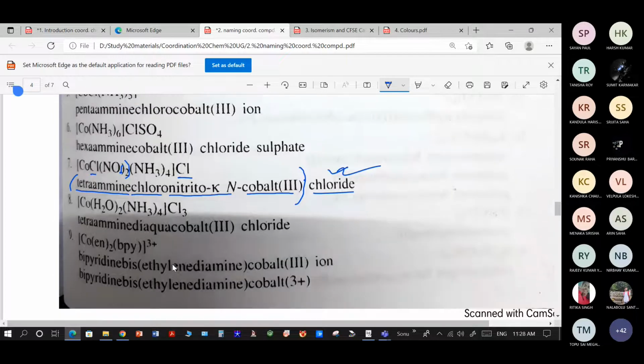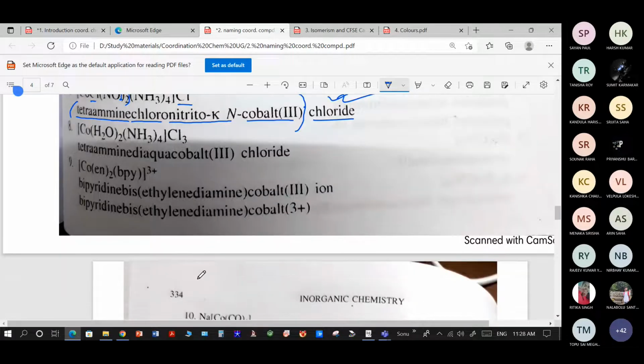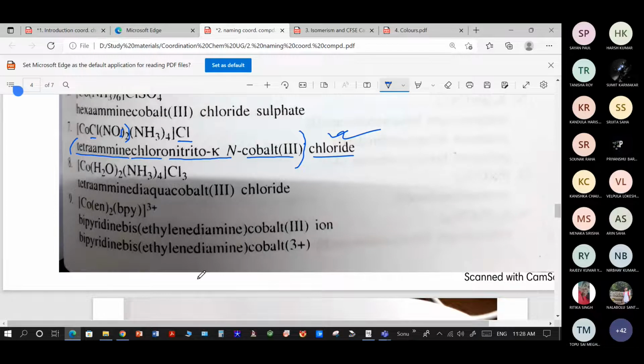Another example I am just going to tell you. Here it is a polysyllabic ligand. You see here ethylene diamine or bipyridine. These are polysyllabic ligands. But still here bipyridine bis ethylene diamine cobalt 3 ion. Bipyridine bis ethylene diamine cobalt 3 plus, either in this way or that way.